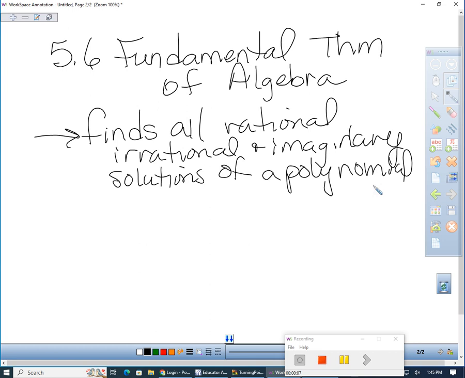Okay, so if our highest exponent's a 4, we have to come up with 4 solutions. If our highest exponent is a 5, we need 5 solutions. All right? They might be rational, they might be irrational, and they might be imaginary. Okay, I'm going to go through the steps to begin with. All right?